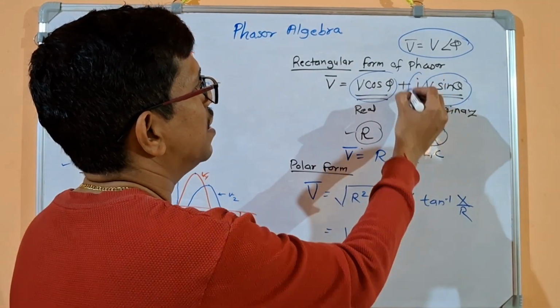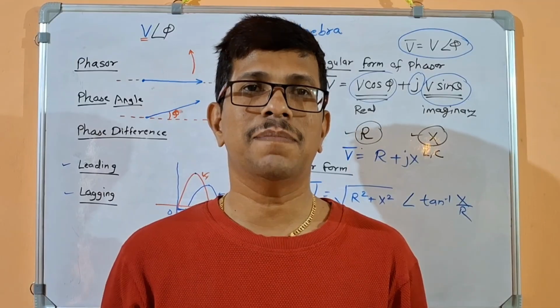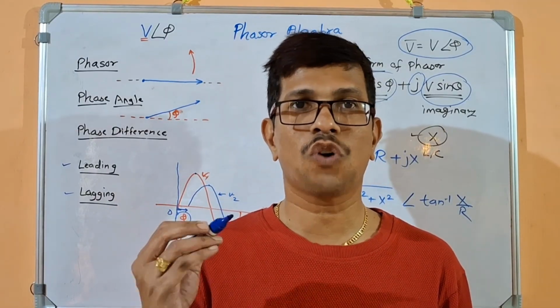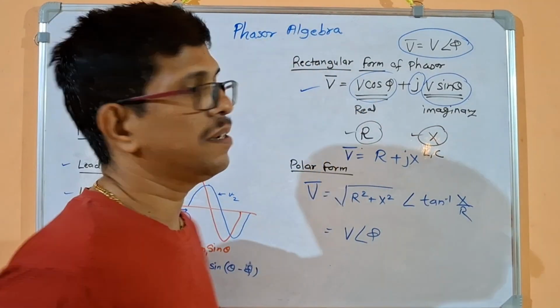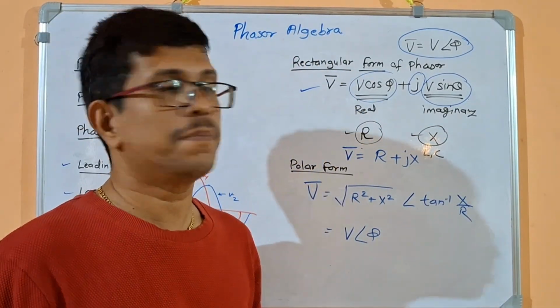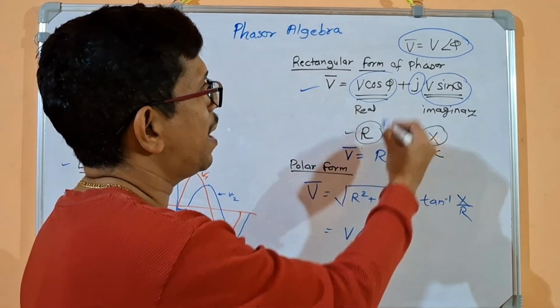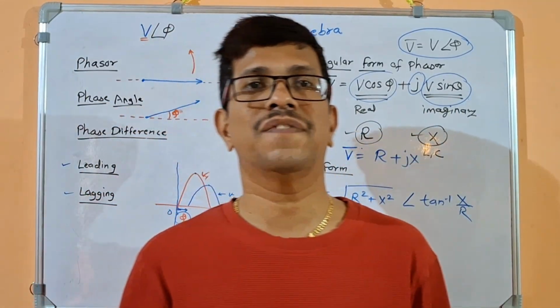This j is equivalent to i in maths. In mathematics also we are having x plus yi as a complex number. This represents a complex number. So this phasor is nothing but the complex number. Phasor quantity is nothing but the complex number, having real part and imaginary part. Okay, in next video we will see the fundamental circuit.